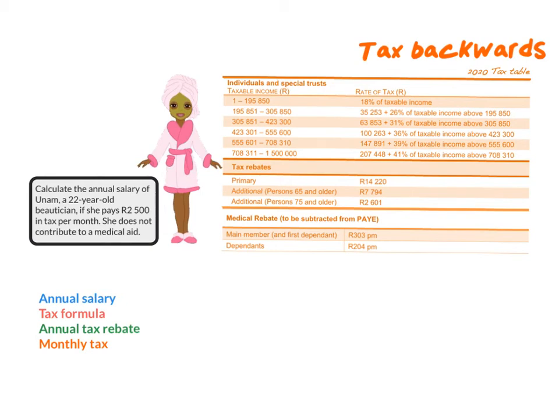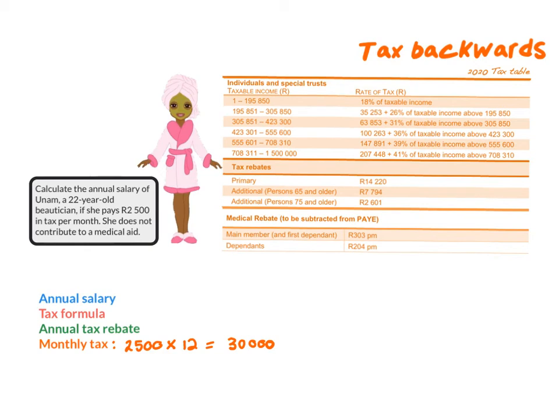So let's assume that Unam is still on her parents' medical aid, and we just work straight with our last step. So remember that in the previous example, our last thing was to do the monthly medical rebate, but we don't need to do that. So we're going to start straight with monthly tax. And if we know that her monthly tax is 2,500, I can work backwards to find her annual tax. So instead of dividing by 12, I'm going to multiply by 12. And this gives me 30,000 Rand.